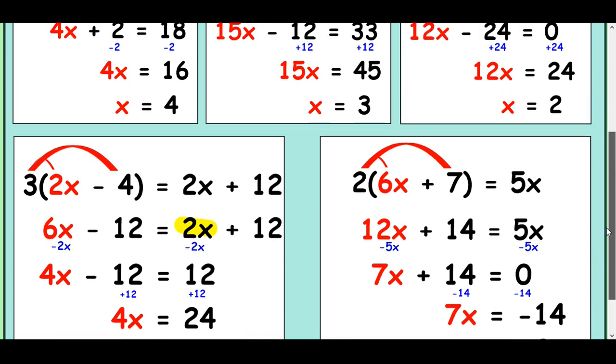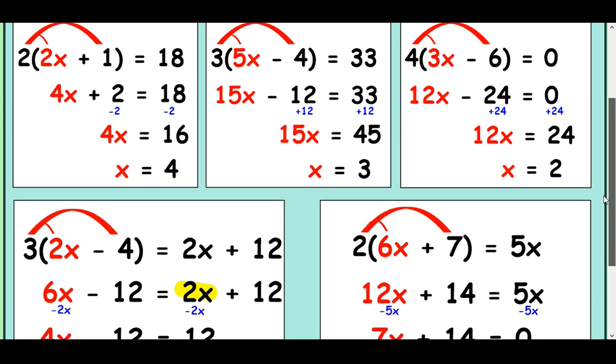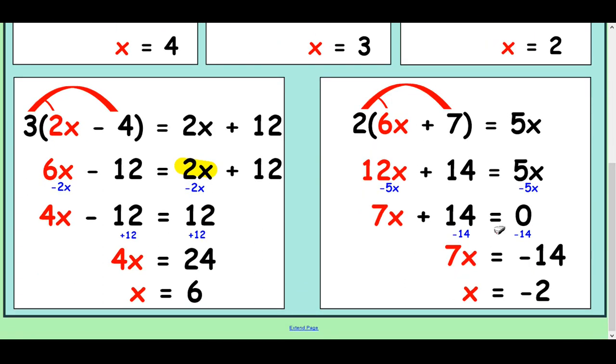So that's how to multiply out brackets and solve equations. Again, if you're finding this bit tricky, the bit after multiplying the brackets out, go and look at the earlier video lessons which will show you how to do those.